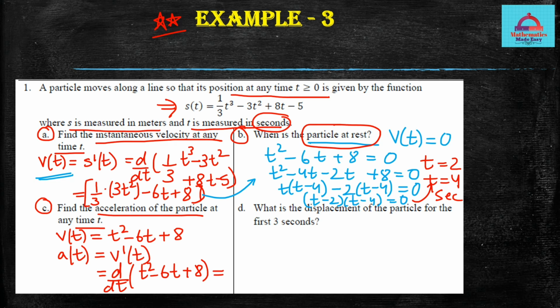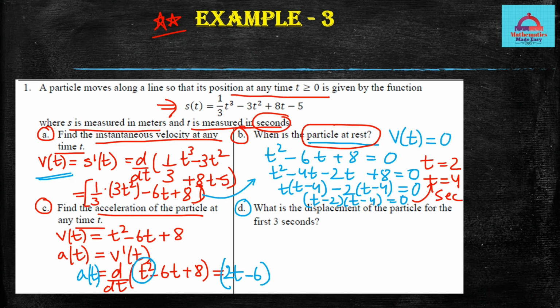So how much? Let's write. I'm changing color. So you're going to take the power rule here for the first term. So this is 2t and here just negative 6. So that's your acceleration as a function of time, a of t. Now last part is D part.